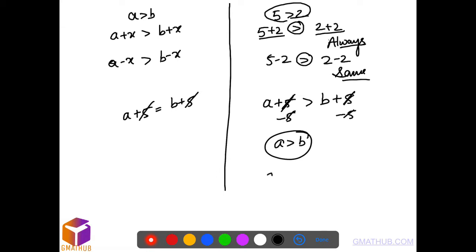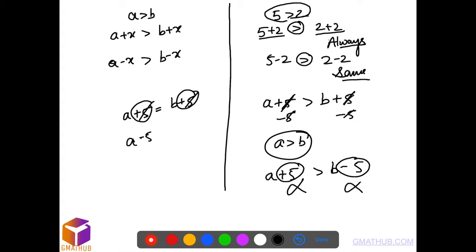Okay, don't make the mistake of this. If it is positive 5 here and negative here, then we can't cancel. Okay, the sign should be same. If it's a minus 5 greater than b minus 5, we can cancel. It's like adding 5 on both the sides. Okay, so we can write a is more than b.